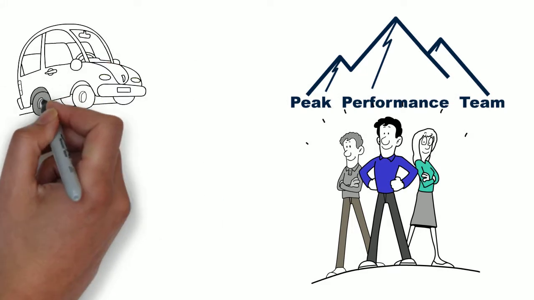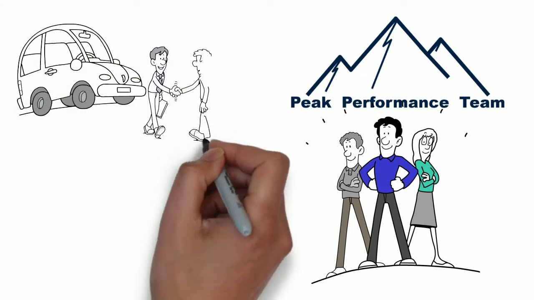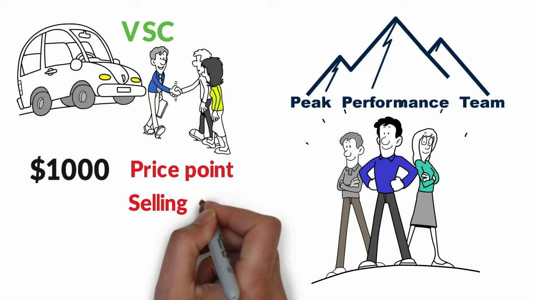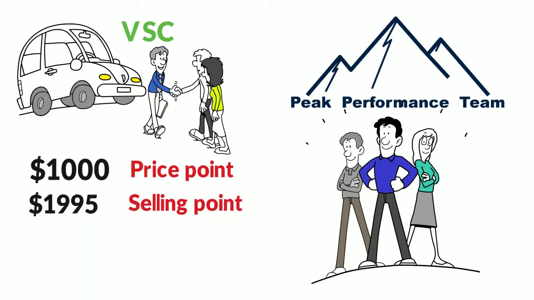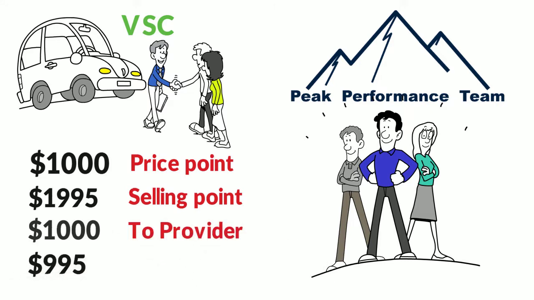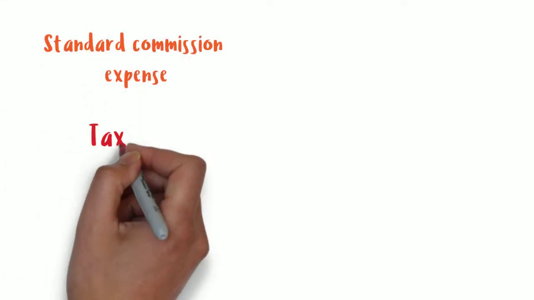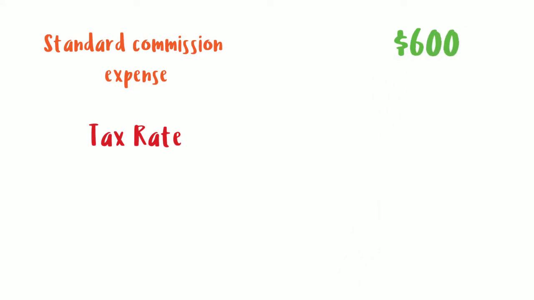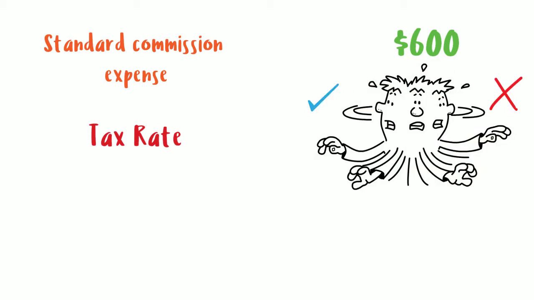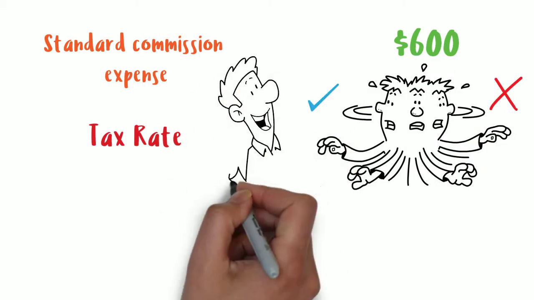The beginning of the story is the same. At a minimum, your VSC has the same great coverage and terms as your previous provider, and many times the program is far superior. It carries the same $1,000 price point, and you still sell it to your customer for $1,995. You still send your provider the $1,000 cost and make $995 in F&I profit. You pay your standard commission expense and tax rate. If that same contract pays out $600 in claims, you may or may not get that shop work, just like in the previous example. But this time, it's not the end of the story.